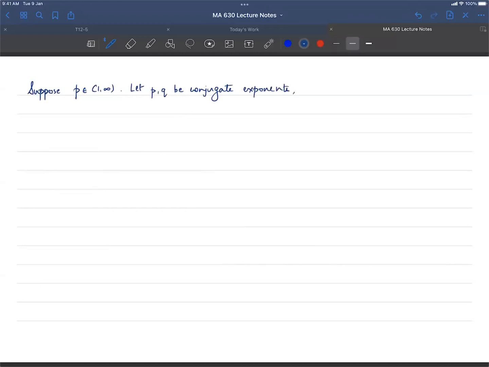Right, so you know what that means. That means that 1 over P plus 1 over Q equals 1. Well, this implies 1 over Q is 1 minus 1 over P. So this is going to be P minus 1 over P. And so you get that the conjugate exponent of P is Q equals P over P minus 1. Do you guys agree with that? If I take P in the open interval 1 to infinity, then the conjugate exponent Q is P over P minus 1.